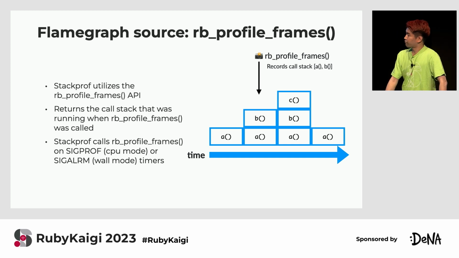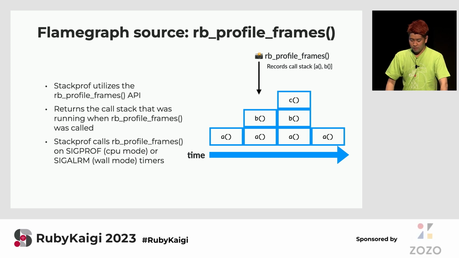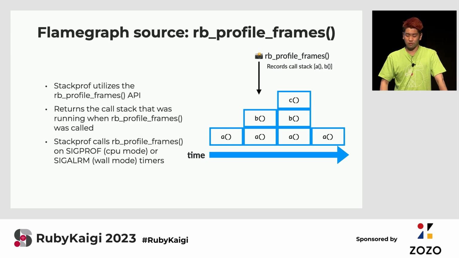So I've prepared a kind of diagram. In this example, method A calls method B, and method B calls method C, and it returns. Say StackProf called rb_profile_frames when code was executing the second position. rb_profile_frames will return the second call stack, in this case, A, B. So StackProf keeps recording that every 10 milliseconds or 100 milliseconds.